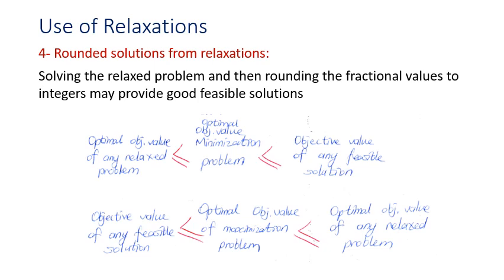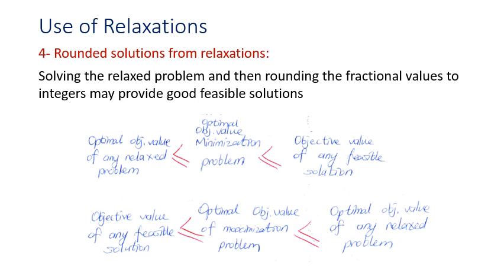The fourth and last use of relaxations is finding some feasible solutions for the integer programming formulations. Basically, we call it rounded solutions from relaxations. I told you previously that there is no guarantee of finding the optimal solution by rounding the integer variables from the relaxed problem. So assume you have an integer programming formulation, you take the linear programming relaxation of it and solve it, and there are some decision variables which have fractional values, 0.5, 0.7, 5.3. Okay, so you cannot just say, 5.3, let's round it down and make it 5. The solution that you obtain in this way has no guarantee of optimality.